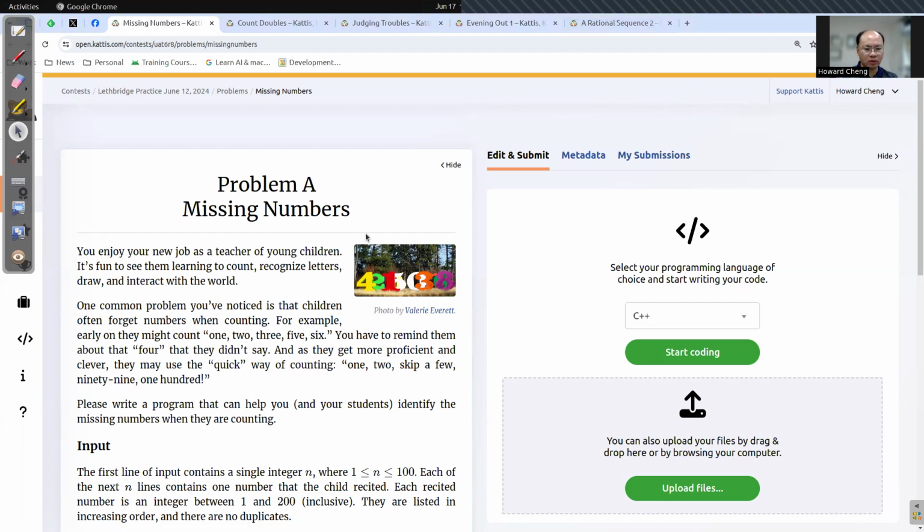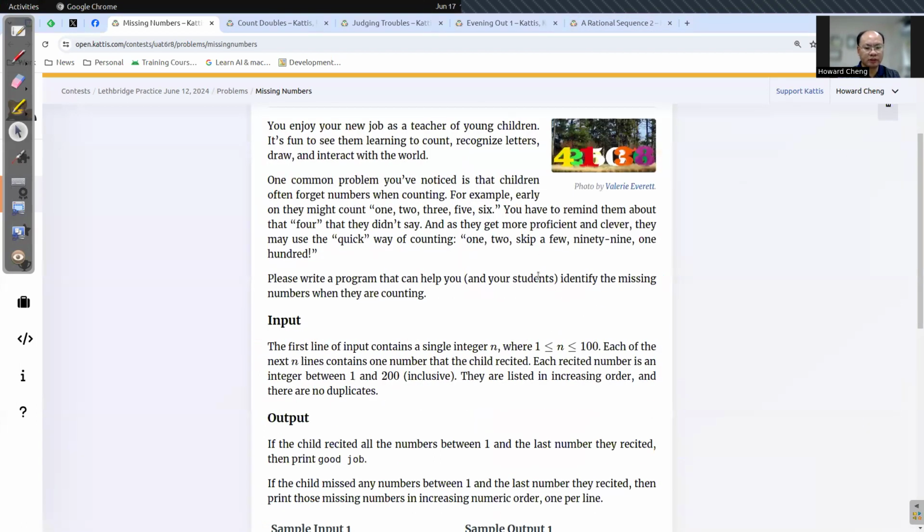Okay, so first problem, again, I'm not going to read through the problems, but basically you have a bunch of numbers, n of them, up to 100. The numbers are between 1 and 200. They're listed in increasing order and there are no duplicates. And what you have to do is figure out if any numbers are missing from 1 to whatever it is at the end.